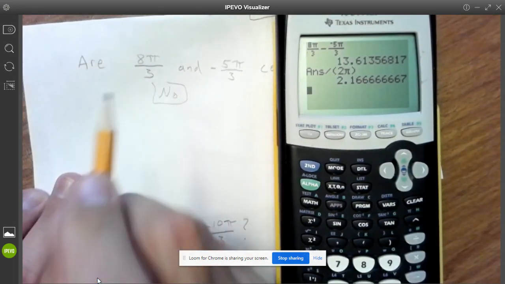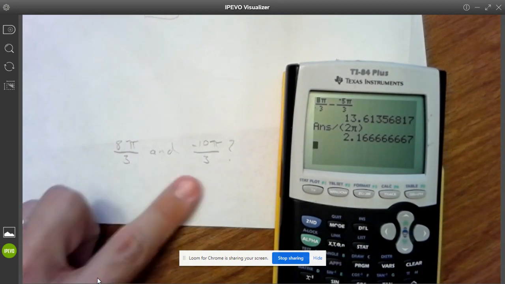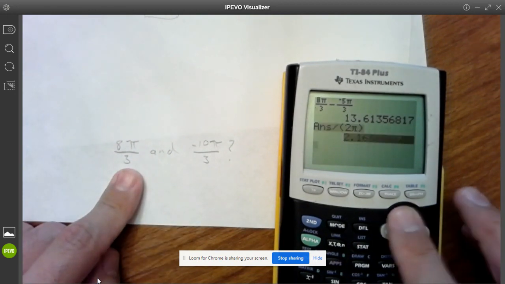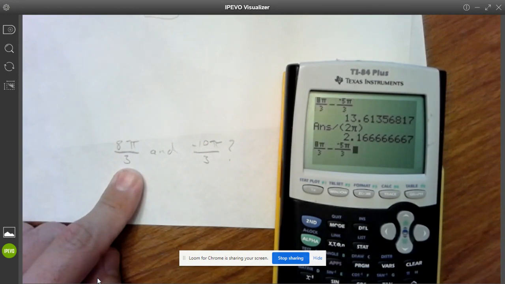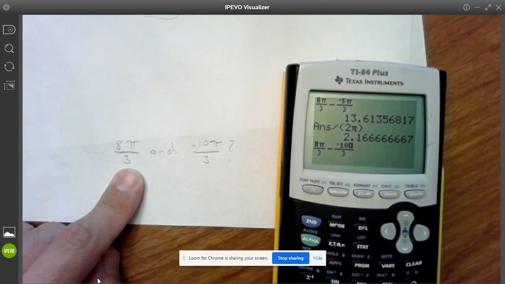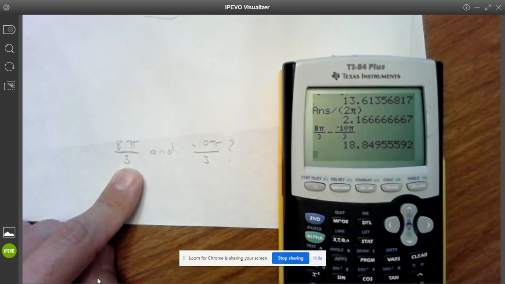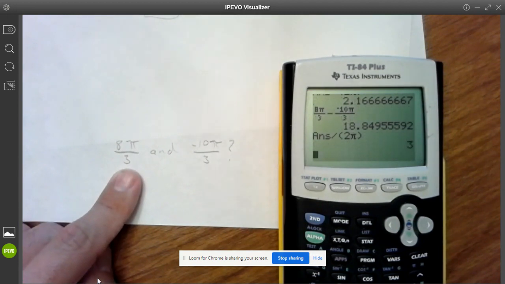All right. So if we check out an example down here that actually does work, these two are coterminal, and I can prove it by now going up here, and instead of it being a negative 5 pi, let's say it was a negative 10 pi over 3. All right, and if I subtract these, they are going to be divisible by 2 pi. All right, so take that and divide it by 2 pi, and it will divide evenly. All right, it gives us exactly 3.